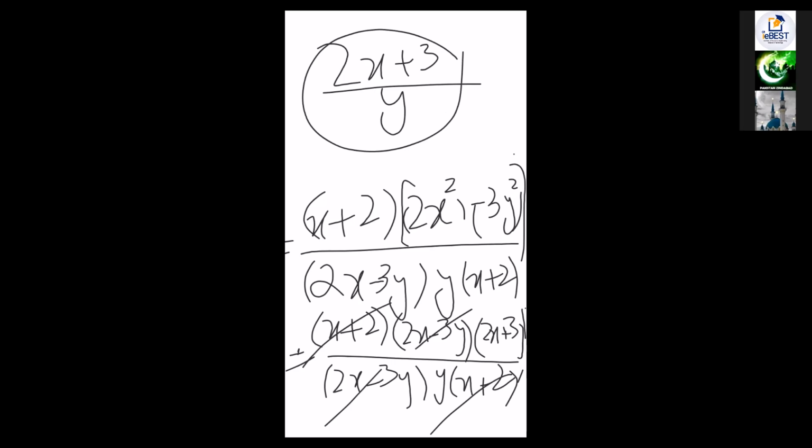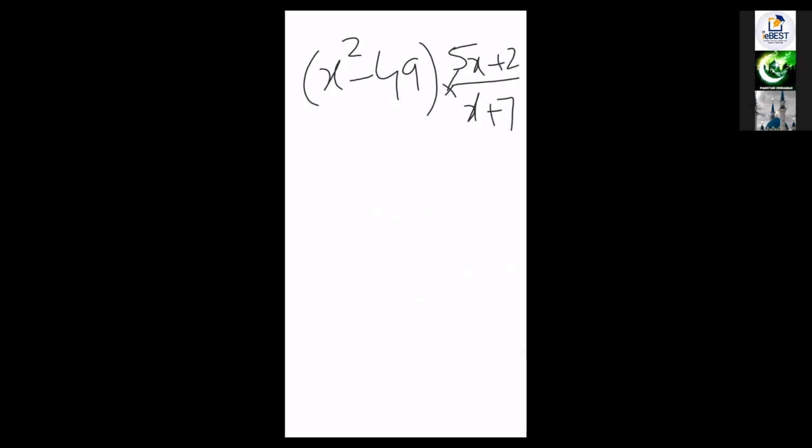Done? Okay. Yeah. Okay, now shall I give you one question which you can solve yourself? Yeah. That would be easy, okay? So it is x squared minus 49 multiplied with 5x plus 2 divided by x plus 7. That's the kind. Now you can solve it yourself, and do let me know the answer.